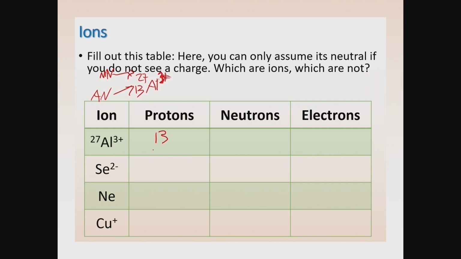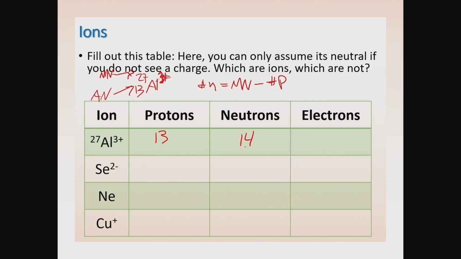Okay, how many neutrons does this atom have? Well, you might remember that the number of neutrons is equal to the mass number minus the number of protons. If you do that math, it's 27 minus 13, which is 14 neutrons.